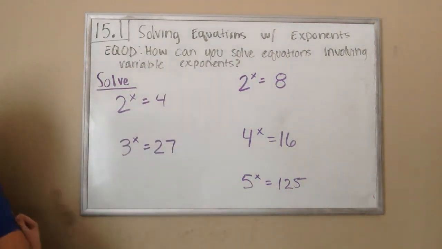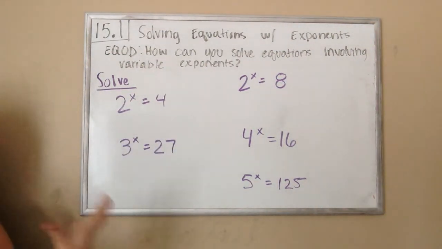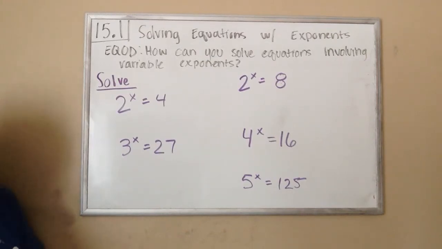Alright, for section 15.1, it's a little bit different. We're not really going to be graphing as much. We're solving equations with exponents. So we're still dealing with exponents in Module 15, but we're more looking at solving the equations and how we solve them. So that's what the EQUAT says. How can we solve equations involving variable exponents?